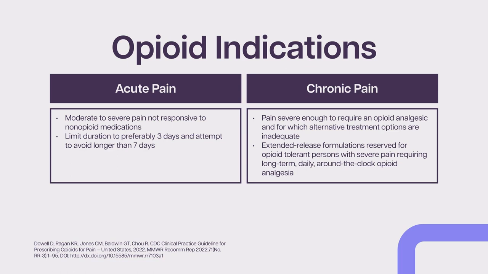For chronic pain, it is indicated for pain severe enough to require long-term opioid analgesia when alternative therapies have been deemed inadequate. In these instances, it is still recommended to begin with immediate release formulations. Extended release formulations are reserved for opioid-tolerant persons who require around-the-clock opioid analgesia.